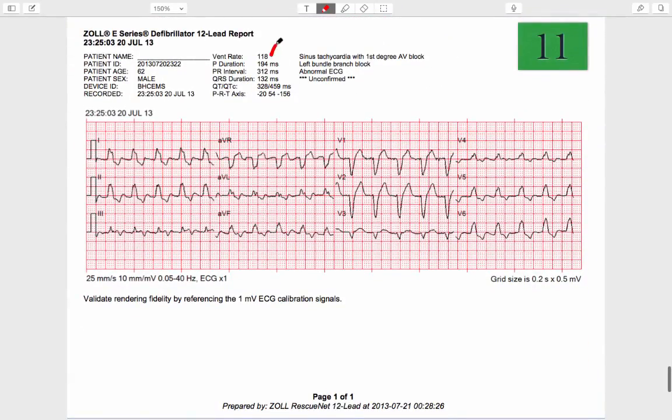Number 11, rate of 118, so outside the range for normal, but may not be problematic. Is there a P for every QRS? Well, this becomes a little interesting to identify, so I go up to my favorite P wave lead, V1, and those just are not very easily discernible P waves. But as you look across here, it's very regular. There's not an irregular pattern. I would run another 12 lead on this and try to get a little bit better look.